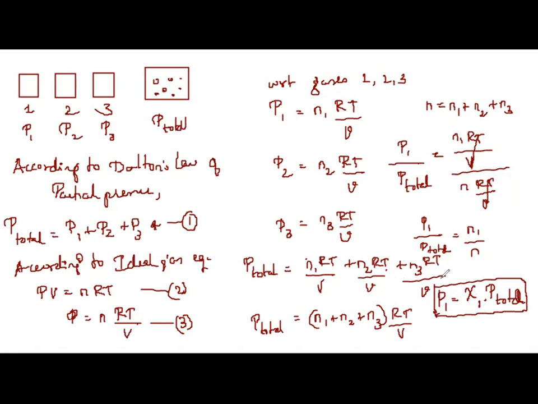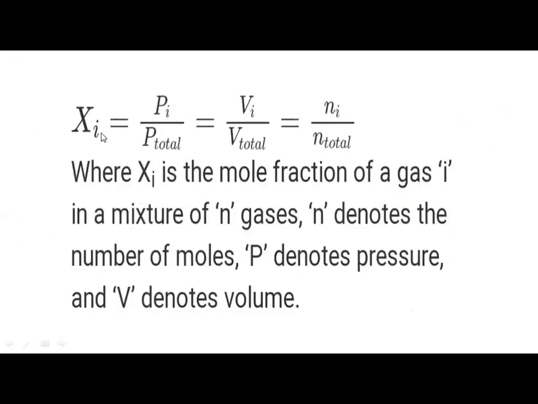This is how we express partial pressure in terms of mole fraction. You can see here Xi, that is, the mole fraction of some gas i. Xi is what? Mole fraction of some gas i is equal to partial pressure of i upon total pressure, or you can write partial volume of i upon total volume, or number of moles of i upon N total number of moles, where Xi is the mole fraction of gas i in a mixture of N gases. N denotes the number of moles, P denotes pressure, and V denotes volume.